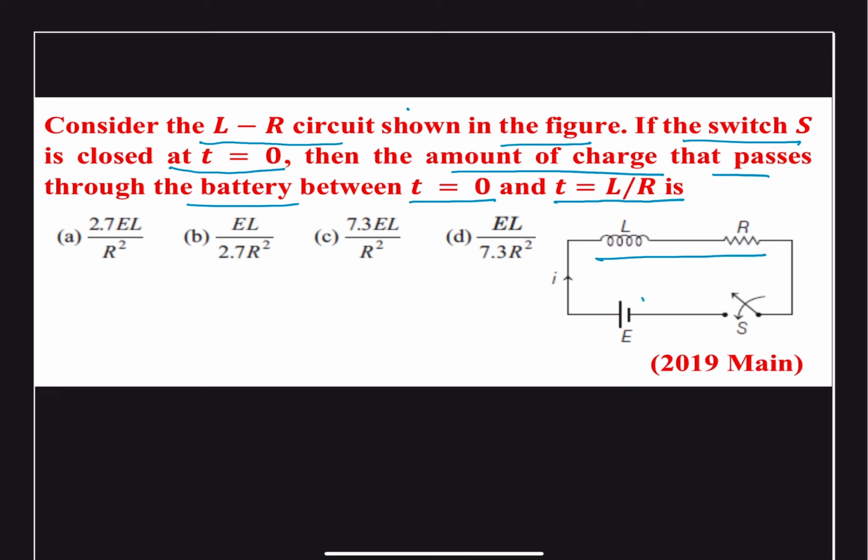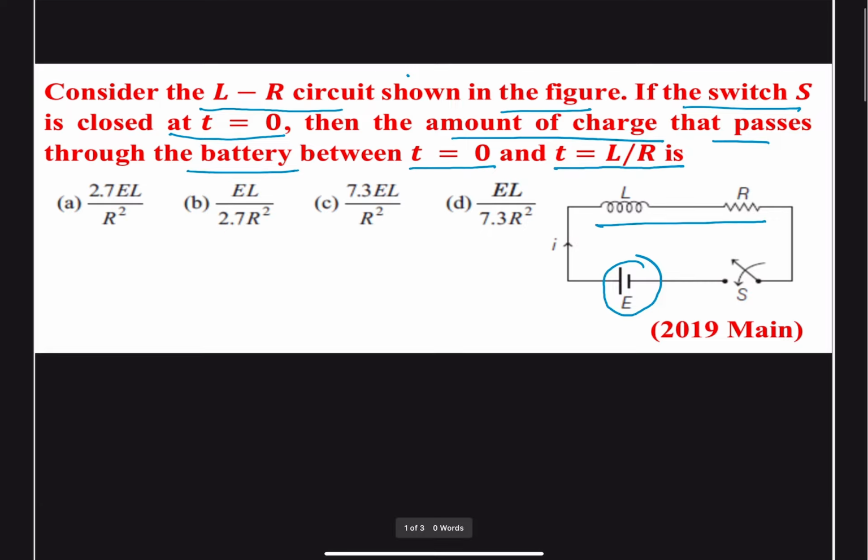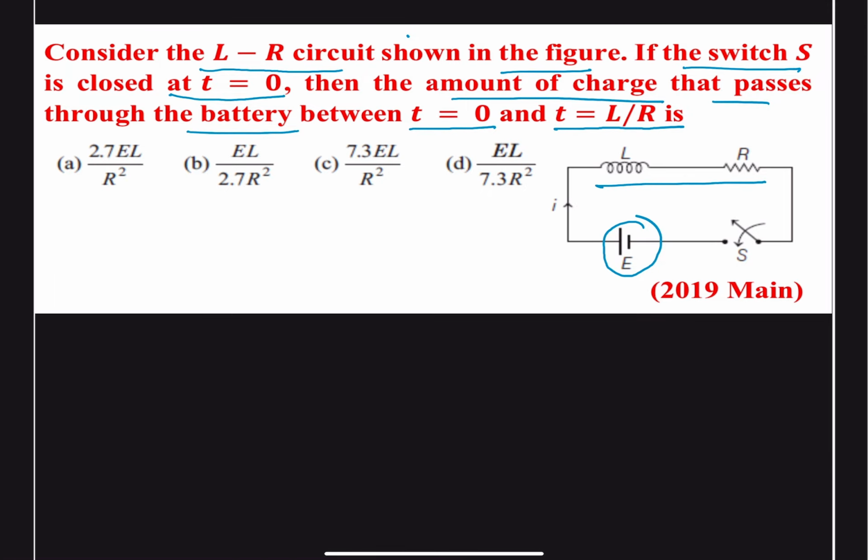through the battery E. So in this case we are going to start with the current, and then we can easily convert that to the charge because current is equal to dq by dt. So the equation for the current is quite standard.